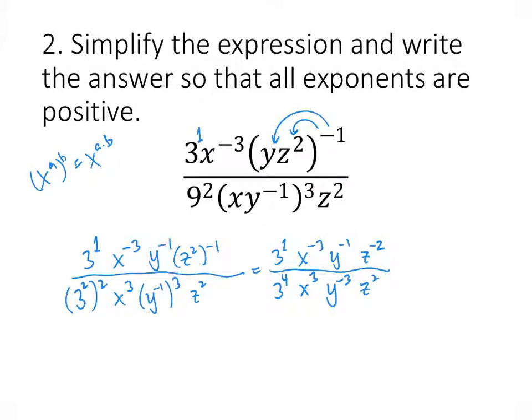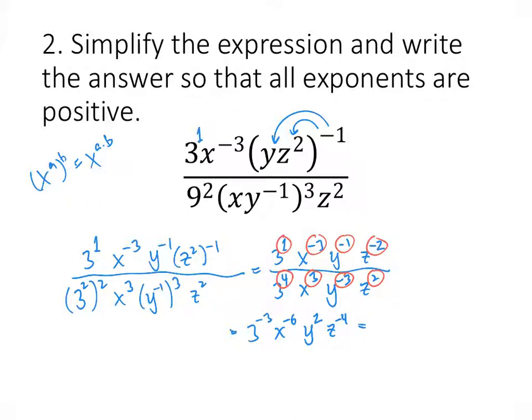Now we're going to subtract our exponents. So we're going to take 1 minus 4, minus 3 minus 3, minus 1 minus minus 3, and minus 2 minus 2. That's going to give us 3 to the minus 3. Minus 3 minus 3 is minus 6. Minus 1 minus minus 3 is positive 2. Minus 2 minus 2 is minus 4.